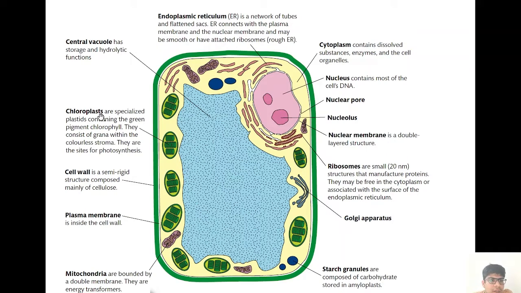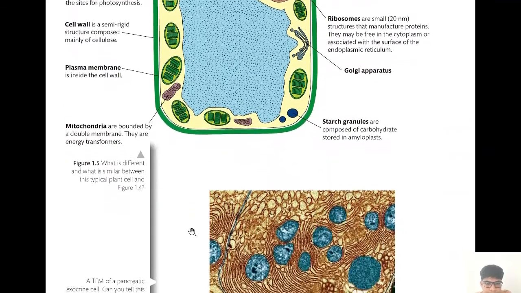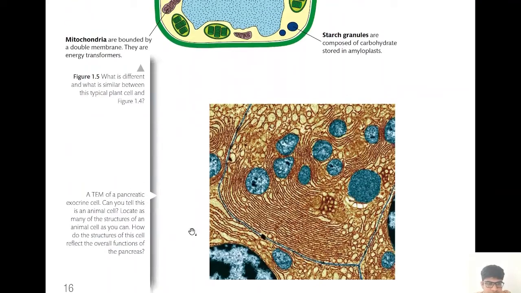Now, chloroplasts are specialized plastids containing the green pigment chlorophyll. So here is the place where we have chlorophyll. They consist of the grana within the colorless stroma. They are the sites for photosynthesis.